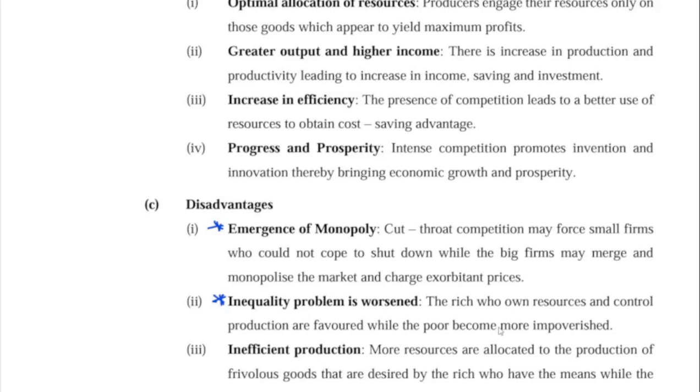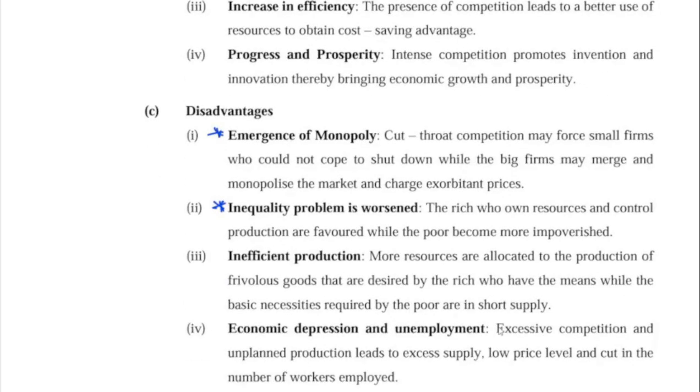Now, let's go to the next one. Inefficient production. Most resources are allocated to the production of frivolous goods that are desired by the rich who have the means, while the basic goods are neglected. This is what I just explained. So this is another problem.